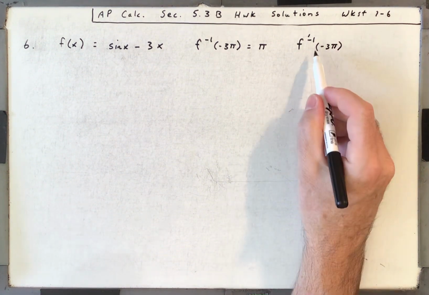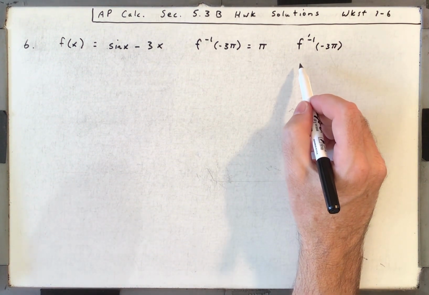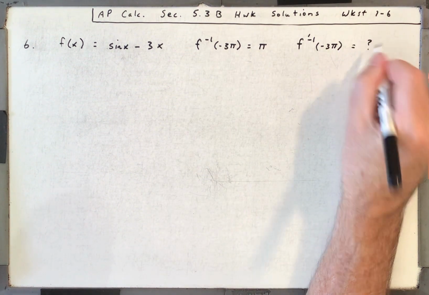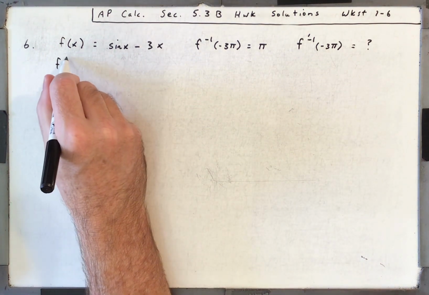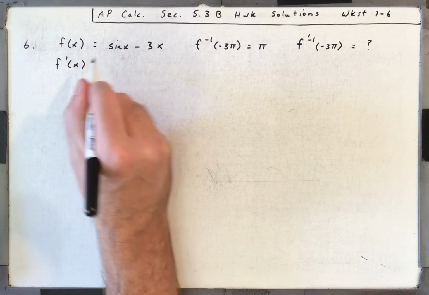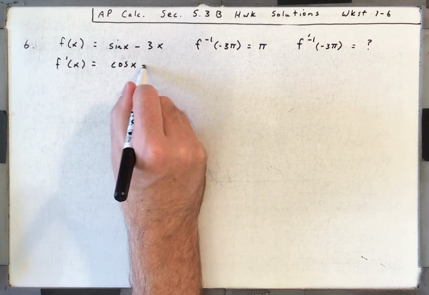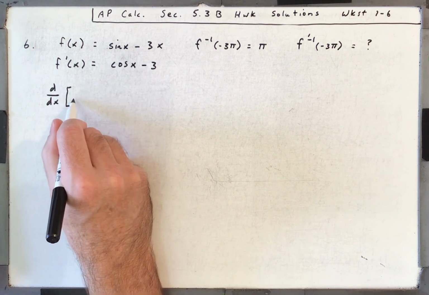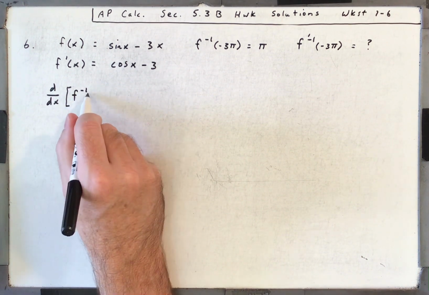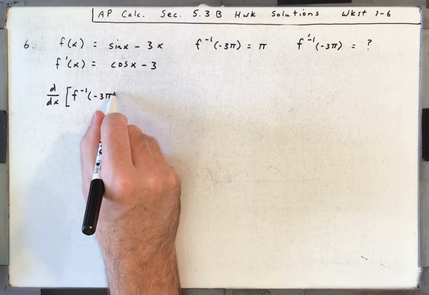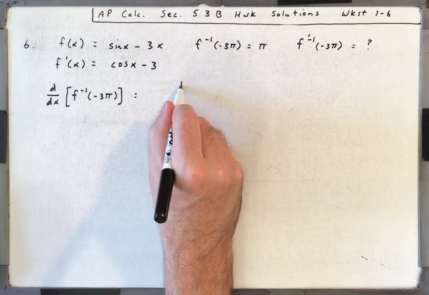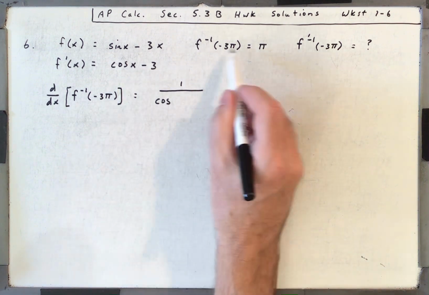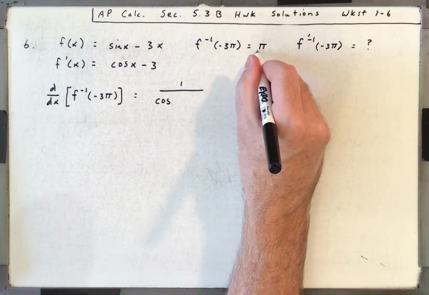So that's saying, what is the slope of the tangent line of the inverse function at negative 3 pi? What's that? All right, let's get the derivative of the original function. That's going to be cosine x minus 3. So then we're going to take the derivative of the inverse at negative 3 pi. So that's going to be 1 over cosine. Now what do you plug in for x here? You plug in negative 3 pi? No, you don't. You plug in pi.